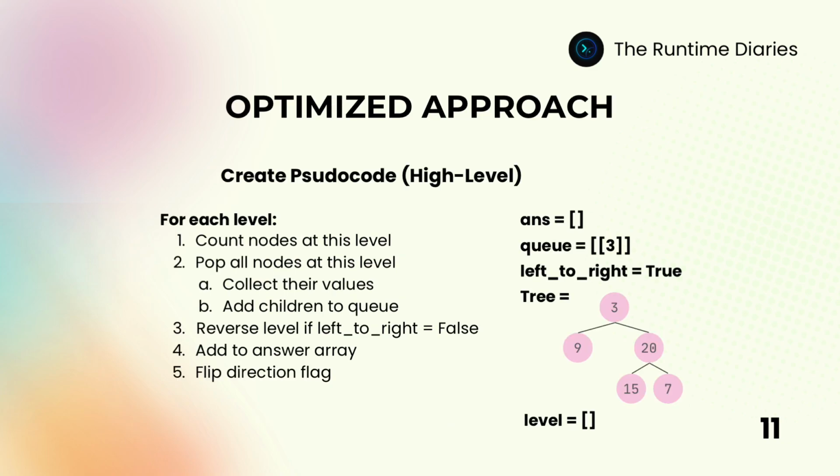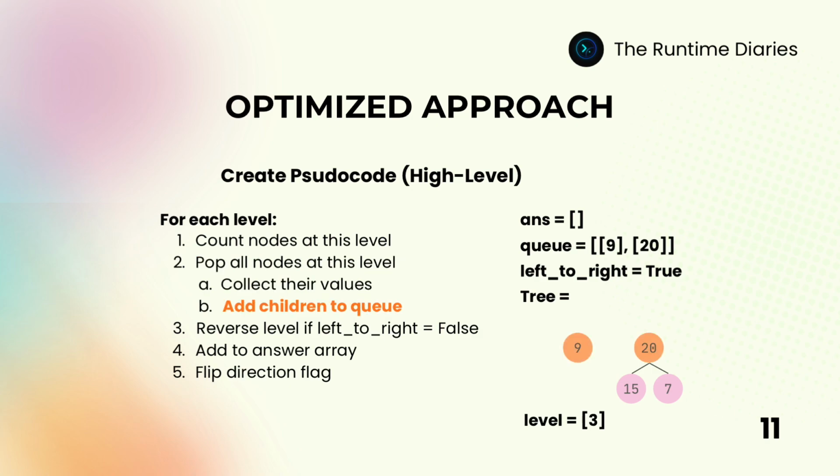Let me walk through a detailed step-by-step process. First, determine the number of nodes at the current level. That's just the current size of the queue. Second, pop exactly that many nodes from the queue. This ensures you only process the current level, not the next level that's being added. Third, collect the values of those nodes into a list. Fourth, add each node's left and right children to the queue. These become the next level.